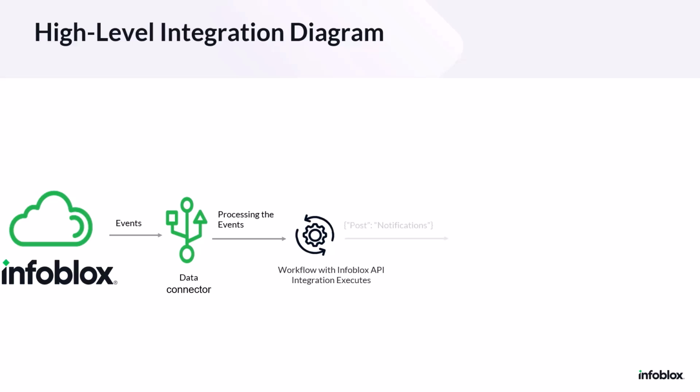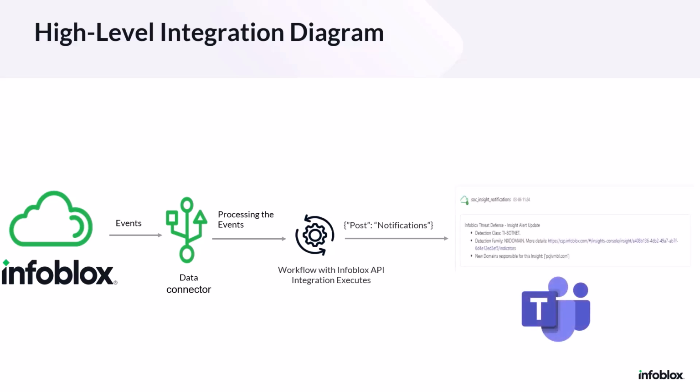The processed event data is then sent to the Infoblox API integration module. Here, appropriate actions are executed using Infoblox APIs, automating responses without manual intervention. Finally, the notifications containing detailed event information are generated and sent to relevant channels. This ensures that all team members are promptly informed about critical events, enabling quick responses and collaborative problem solving.